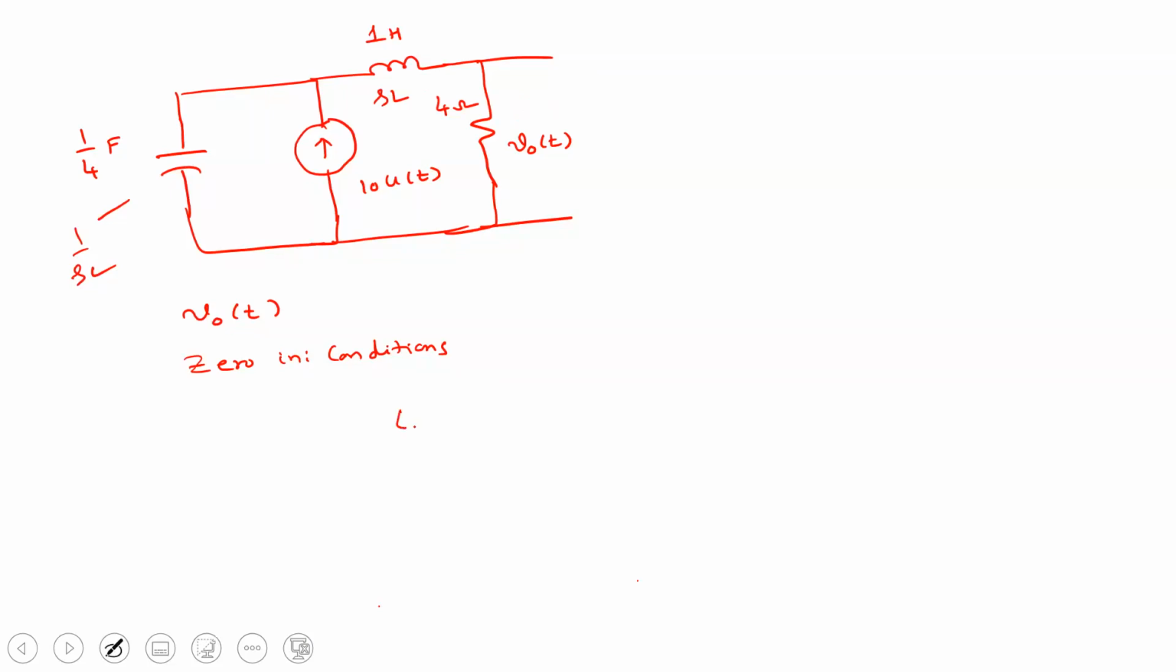So it will be 40 into 1 minus e to the power of minus 2t minus 2t e to the power of minus 2t. Okay. Just try to solve this.